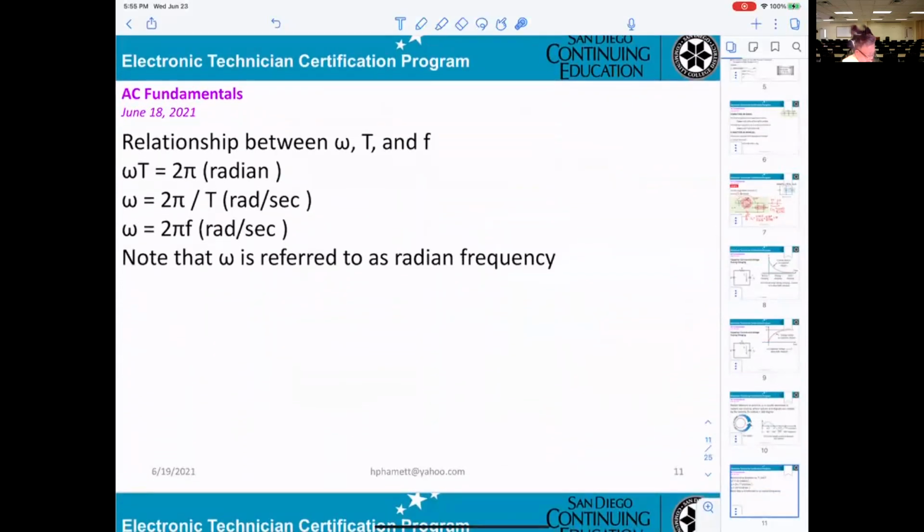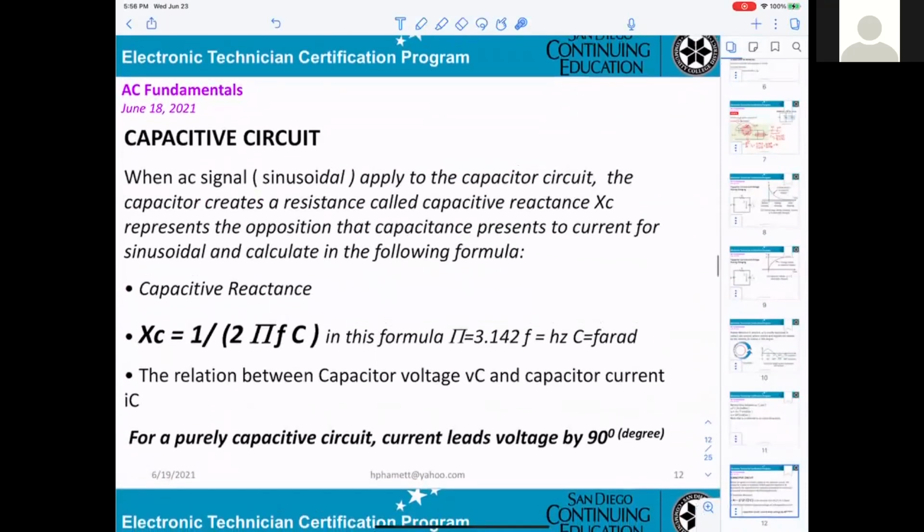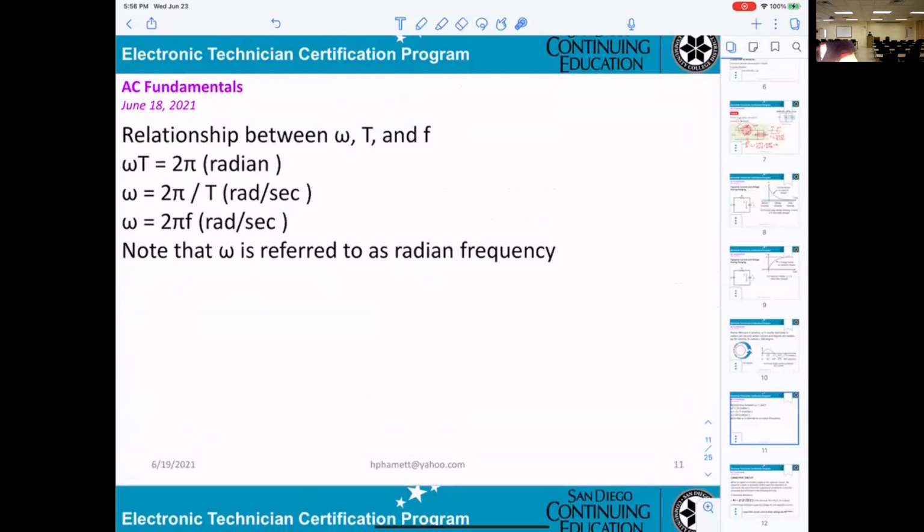The relationship between omega t and the frequency f: omega t equals 2 pi radians, then omega equals 2 pi divided by T, in radians per second, or omega equals 2 pi f. Note that omega refers to radian frequency. We're not using it much in this program; you will use it later in college when you learn trigonometry. Mr. Pham, what does the W stand for? Omega, radian frequency.